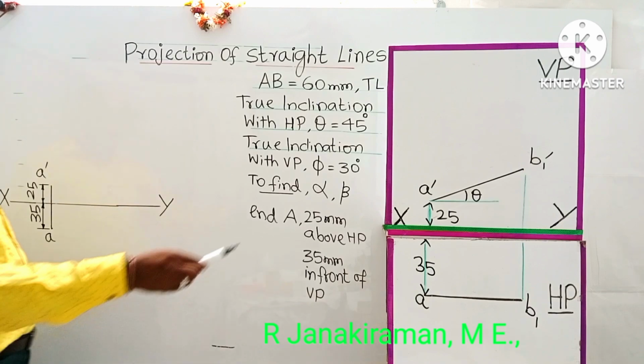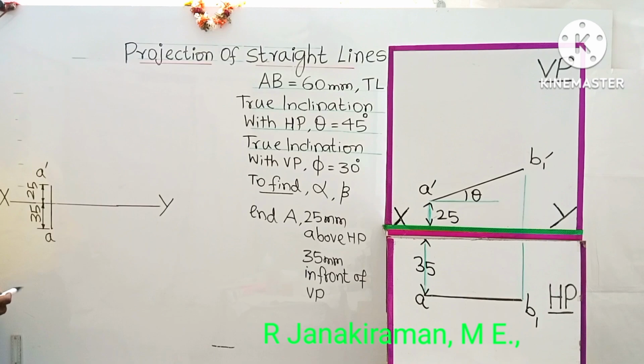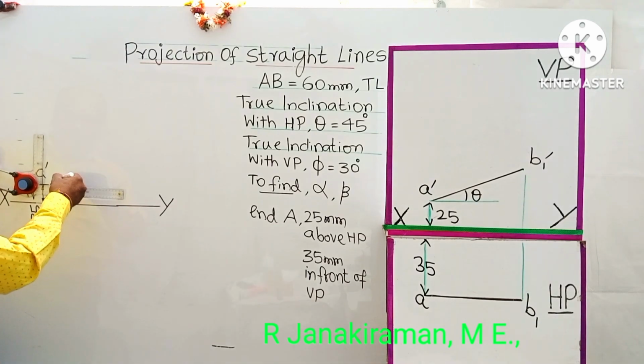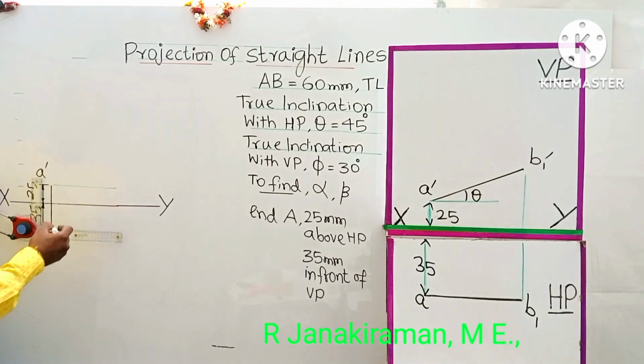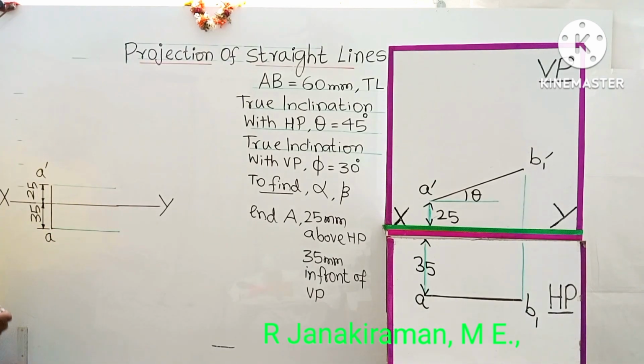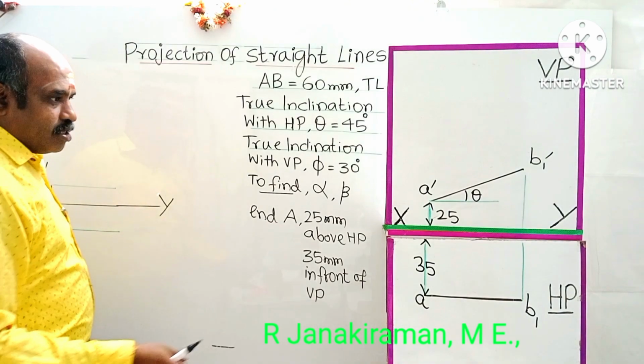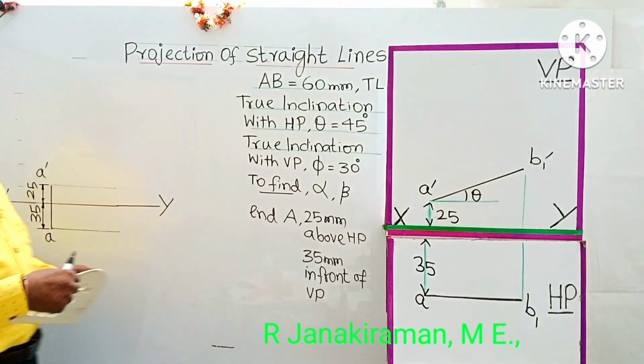Now we're going to mark this angle theta. Theta is the true inclination with HP, given as 45 degrees. So before that, using a 2H pencil, draw a locus line passing through A dash using the longest scale of a drafter. This is a 2H pencil line. Similarly at A, you can draw a locus line. Understand? So with this A dash as reference, mark an angle of 45 degrees. That is the true inclination with HP, theta.